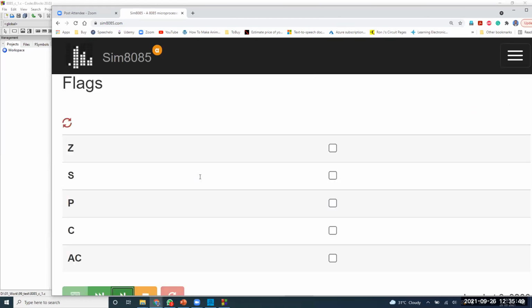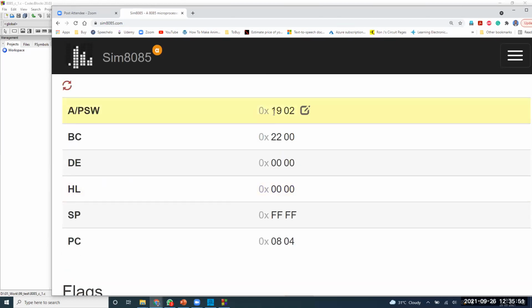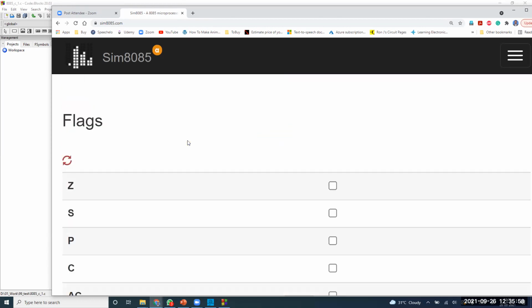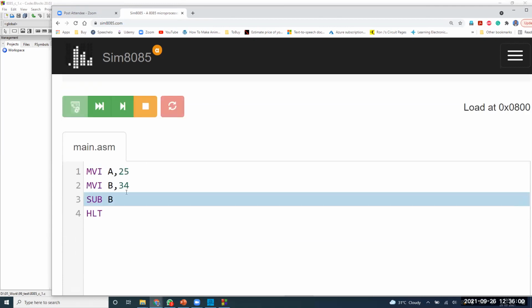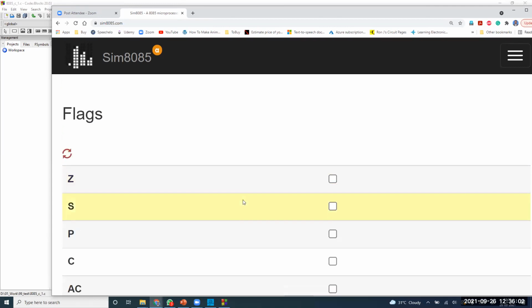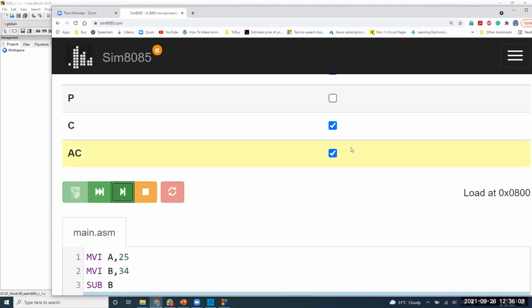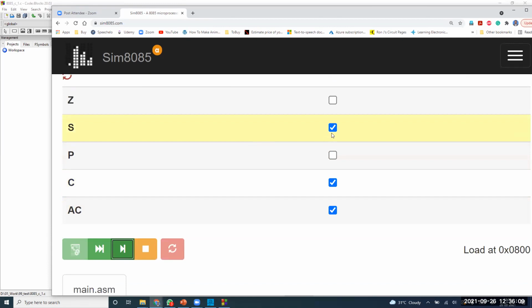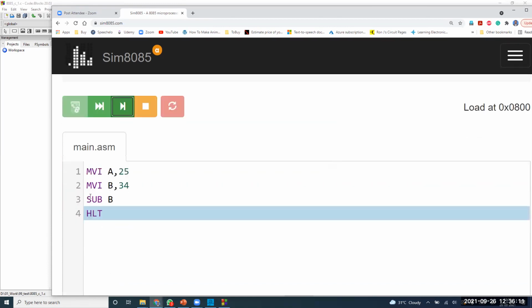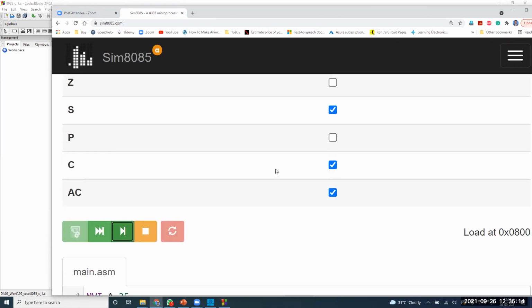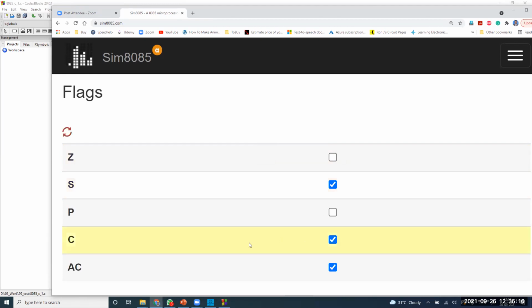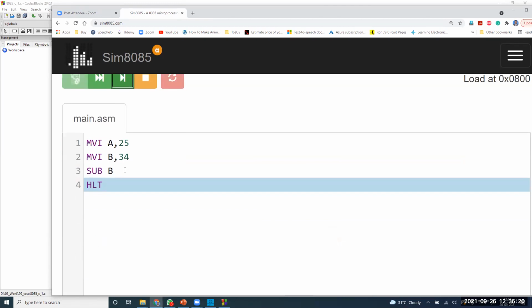Okay, now if I execute everything, 19 is stored. That is 16 plus 35, and this is 34. 25 and 34 are stored. Now I'm going to subtract, with no flag set. Now I do that. See, carry is set, and sign is also set because it has become a negative number. Now this carry is called borrow. Now let us do the other one.